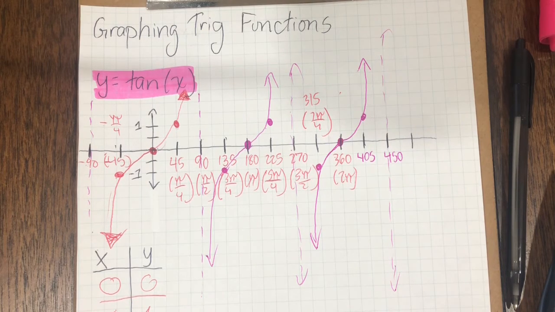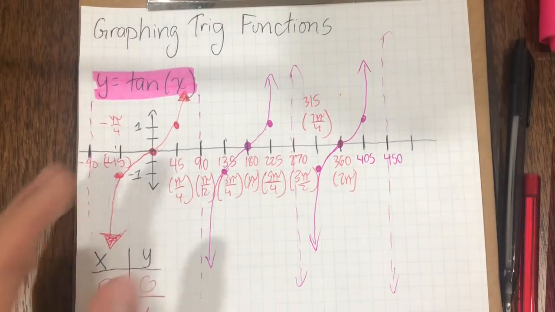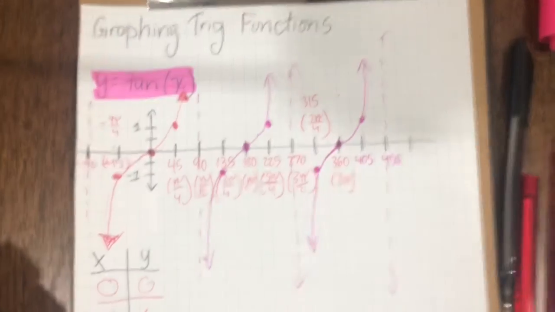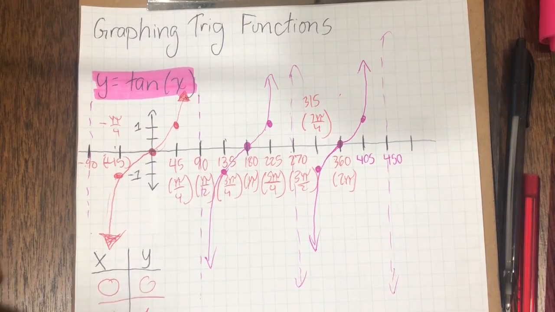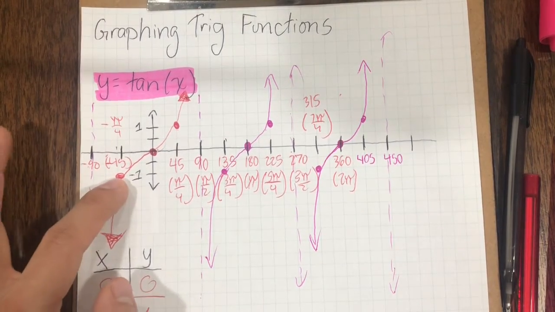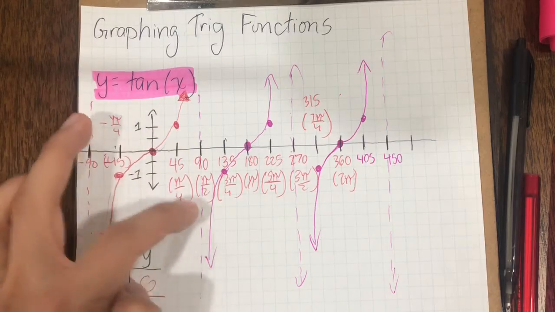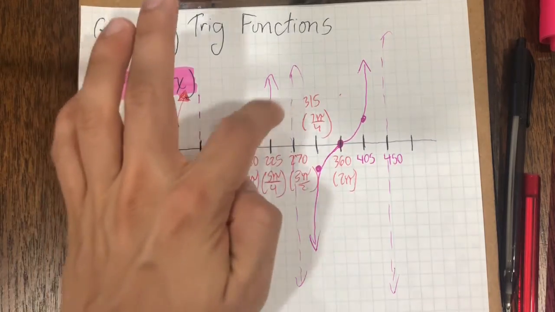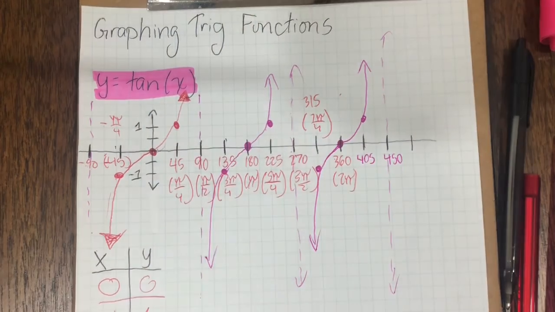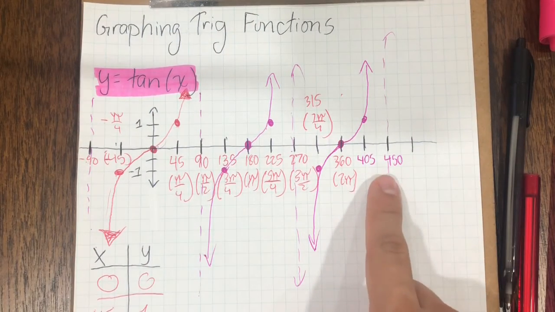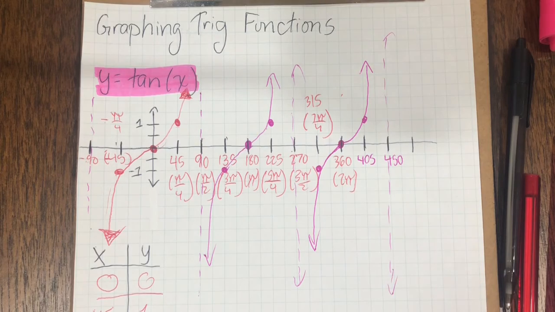We see that the graph has a consistent pattern. We go from low, mid, high, asymptote, low, mid, high, asymptote, low, mid, high, asymptote, and it's going to continue on even after 450 degrees. All right, take care.